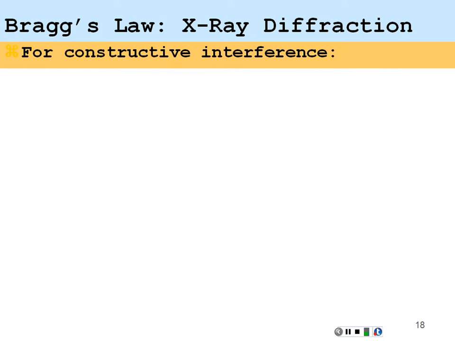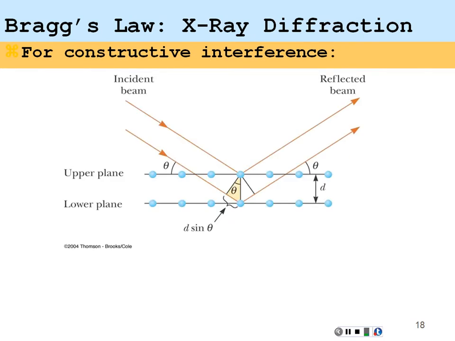This leads to Bragg's law for X-ray diffraction. If you had one ray reflecting off one plane of atoms, and another ray coming in and reflecting off another plane, there's going to be a path difference between the two when they interfere. That path difference is going to be a d sine theta here, where d is the spacing between the planes, and then another d sine theta here. So the total path difference between these two rays interfering is going to be 2d sine theta.